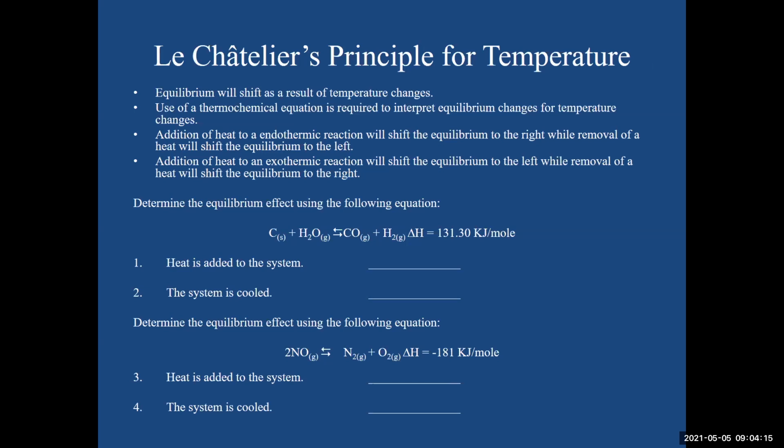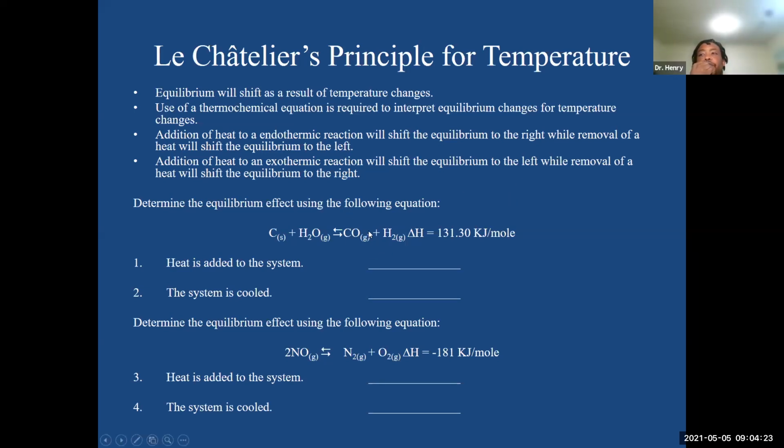So for the top one, adding more heat would favor the product. If the reaction is exothermic, meaning this has a negative value, and we're adding more heat to the system, is it going to shift left or right? It's going to shift left, because it's exothermic. In other words, you're driving the reaction the other way. It's going to try to compensate. It's saying, I'm making too much heat, so I'm going to push it in the other direction.